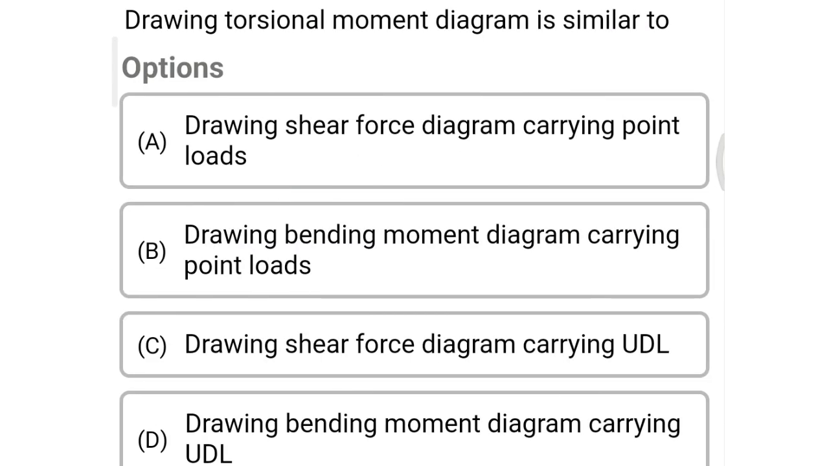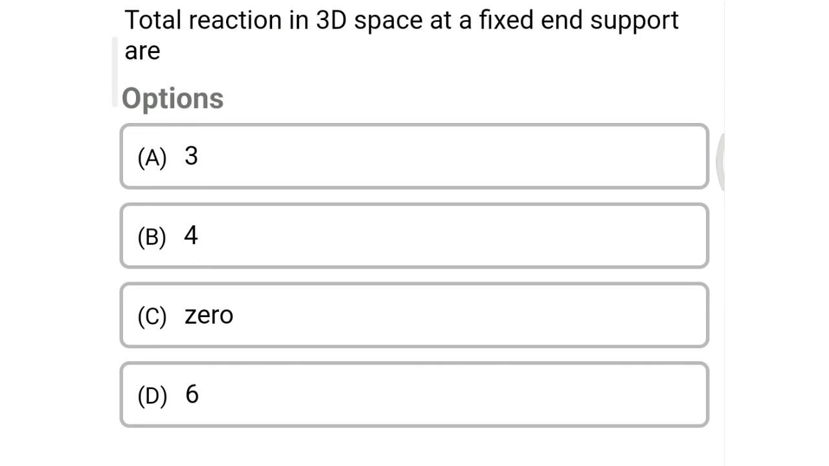So next question, drawing a torsional moment diagram is similar to option A drawing shear force diagram carrying point loads, option B drawing bending moment diagram carrying a point load, option C drawing shear force diagram carrying UDL, option D drawing bending moment diagram carrying UDL. So the correct answer is option A drawing shear force diagram carrying point loads. So next question, the total reactions in 3D space of a fixed end support are option A 3, option B 4, option C 0, option D 6. So the correct answer is option D 6.